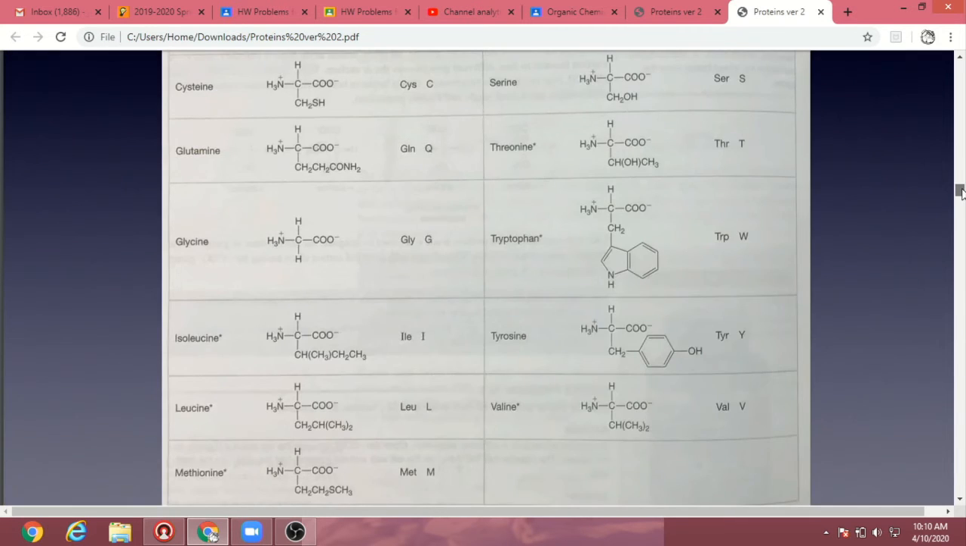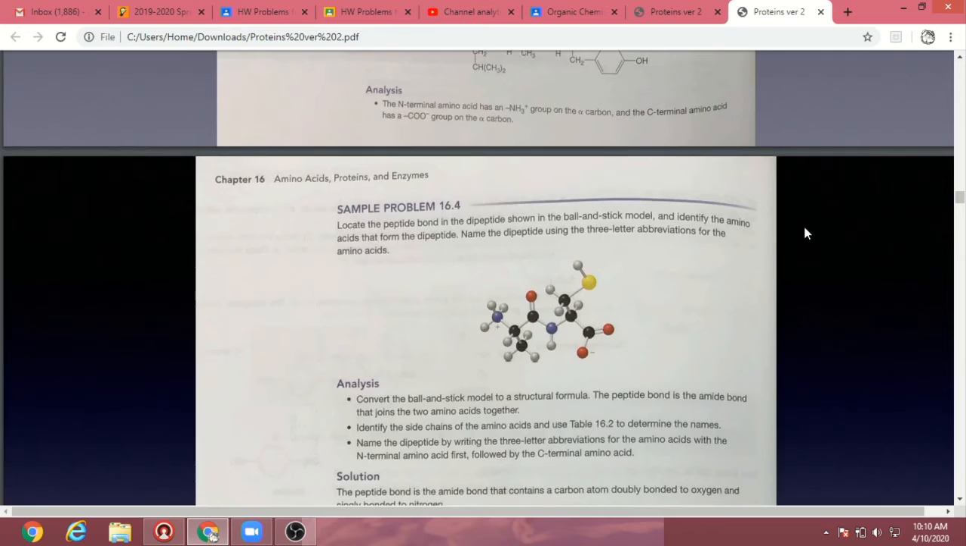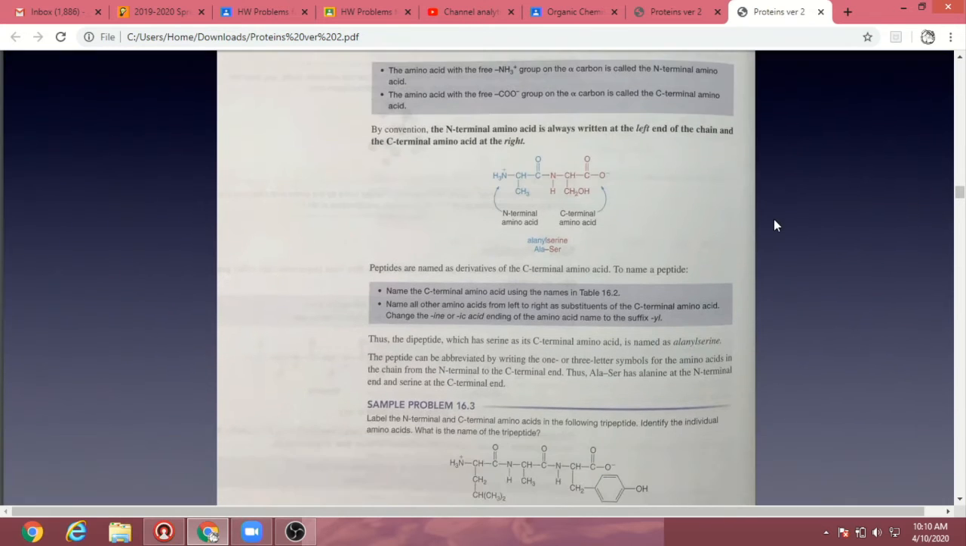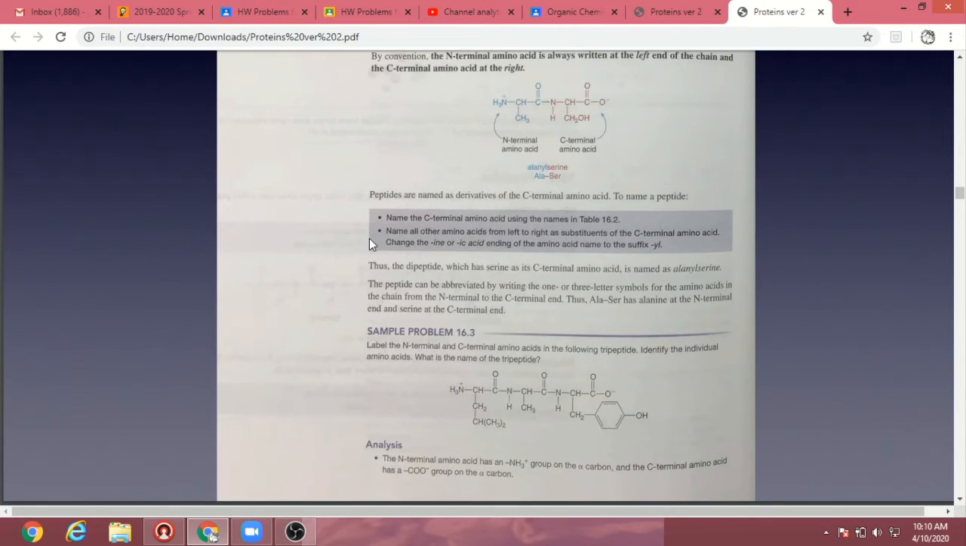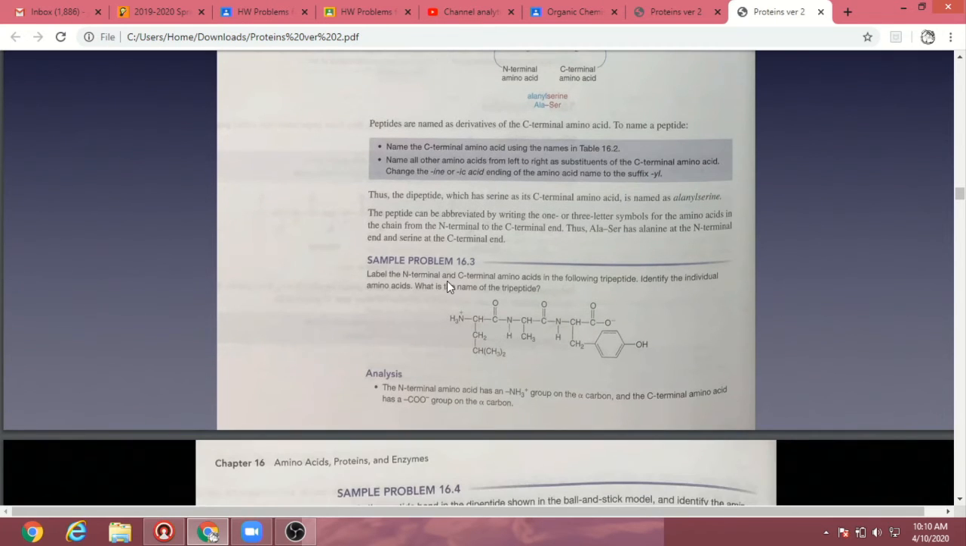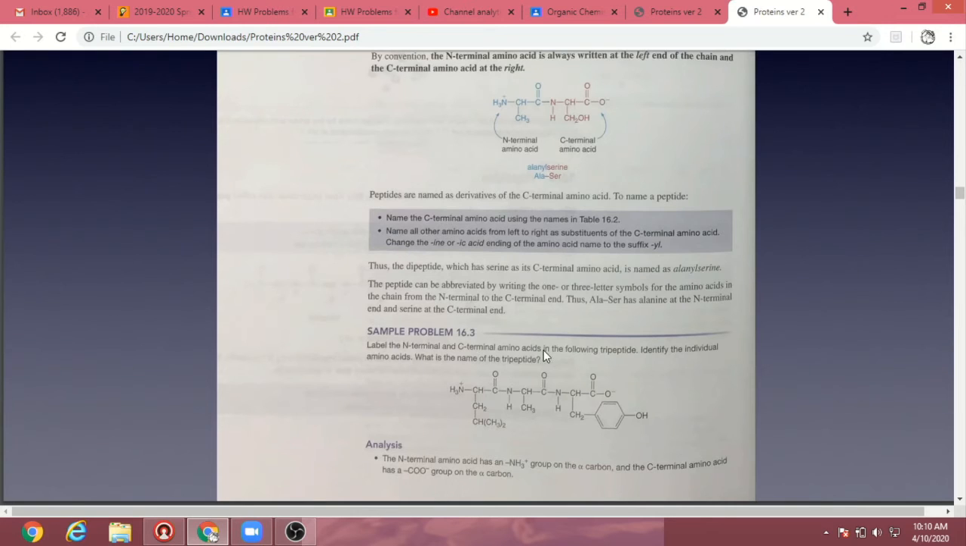All right. Now, here's a sample problem. Let's do this one. Label the N-terminal and C-terminal in the following tripeptide and identify the individual amino acids. What is the name of the tripeptide? All right, cool. So analyze this problem. The N-terminal amino acid, remember, is going to have that NH3 group exposed, and it's going to be on the terminal end.